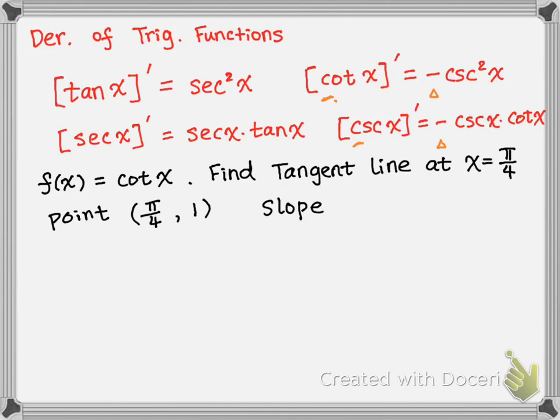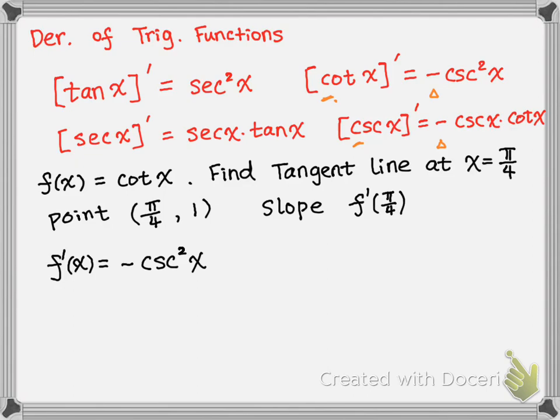The slope of the tangent line is a derivative. So f prime of the point pi over 4, that will give you the slope. So we first need to find out what is f prime of x. What is the derivative of cotangent of x? It's negative cosecant, because it's a cofunction, squared of x.